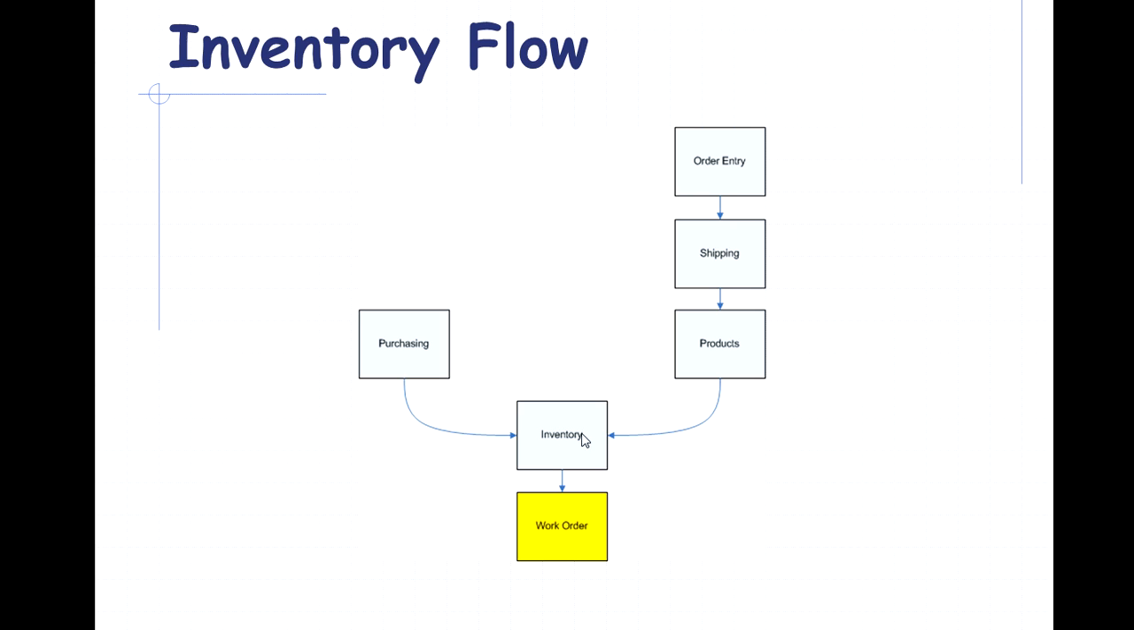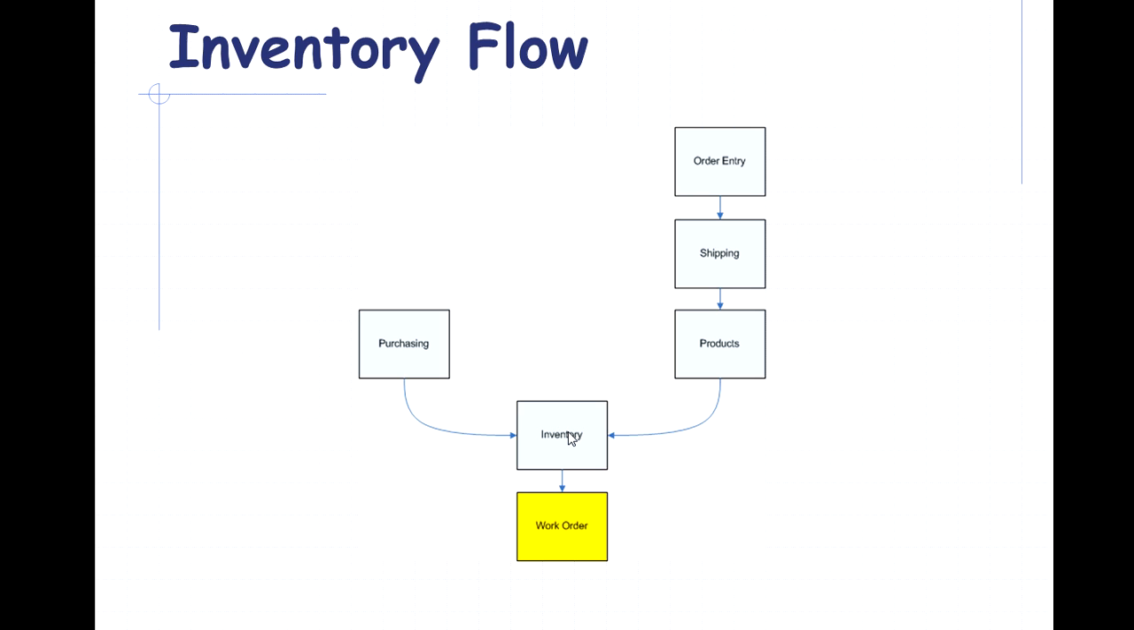The system fits into the overall process as follows. In order entry, a person creates an order that goes to shipping. A pick is created. The shipping people pull the items, the products, off of the shelf, create the pick, and ship it. As soon as they ship it, the items are pulled from inventory and sent to the customer.